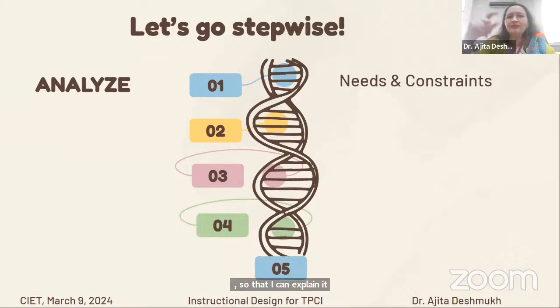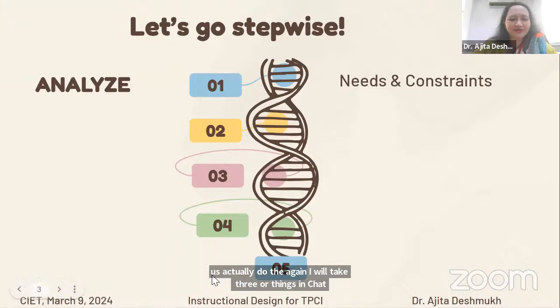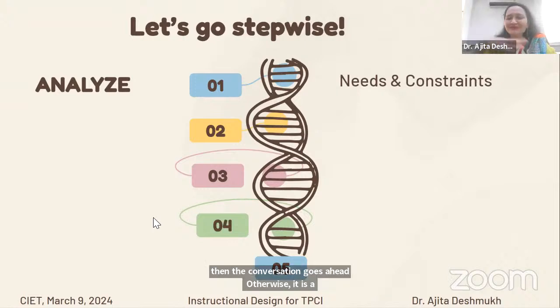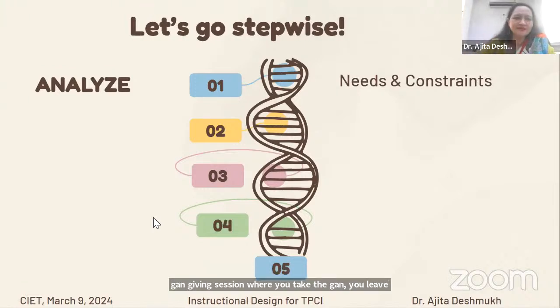So, analysis. Before we go to the next step, how many of us actually do the analysis? Again, I will take 3 or 4 answers in chat. How many of us analyze what the level of my student is, what the background level of my student is, and what my own constraints are if I have to teach a particular topic? And even if you don't do it, do you think it is possible? Because only then the conversation goes ahead. Otherwise, it is a gyan giving session where you take the gyan, you leave the workshop, and afterwards you're back to square one.